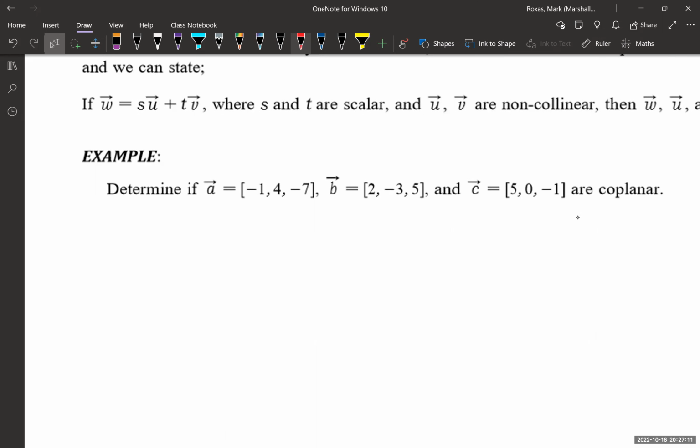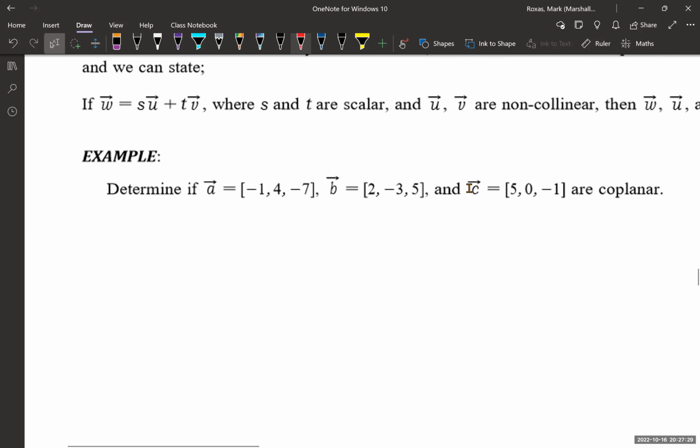Okay, so if we're given 3 vectors in 3D space, yeah, these vectors can point in all sorts of directions, but can they be coplanar? Can I put all 3 of them lying flat on a piece of paper, or will one of them jut out?